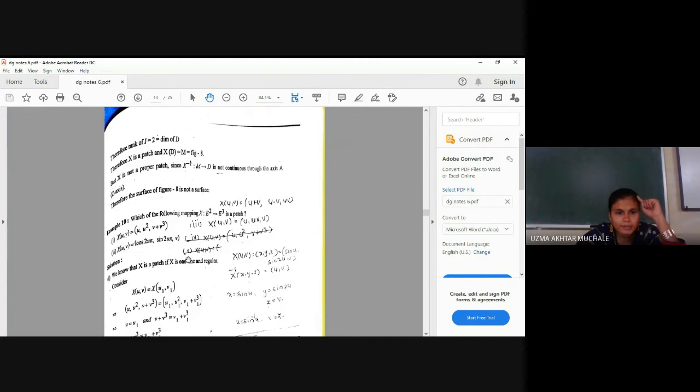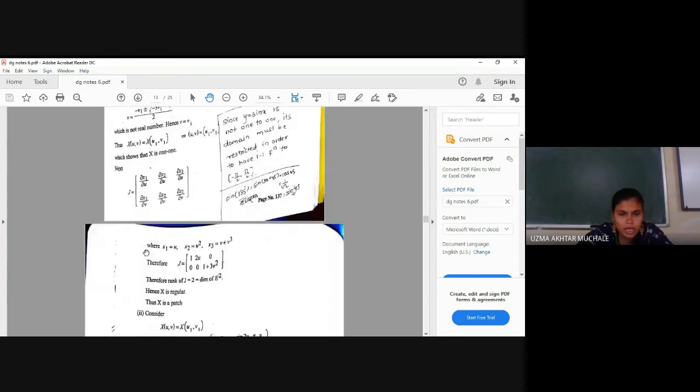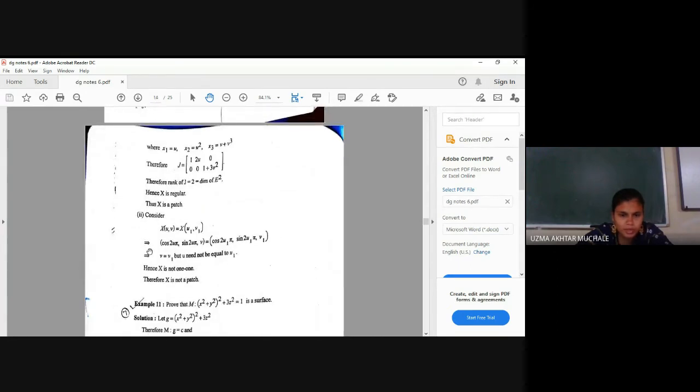What is the second example given to you? X of u is equal to cos of 2u pi and sine of 2u pi, and the third coordinate is v. It is given as a patch, a coordinate patch. To show it as a patch, first we have to show whether it is 1-1. So this is the second example.